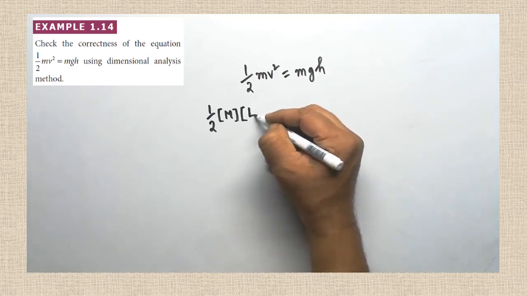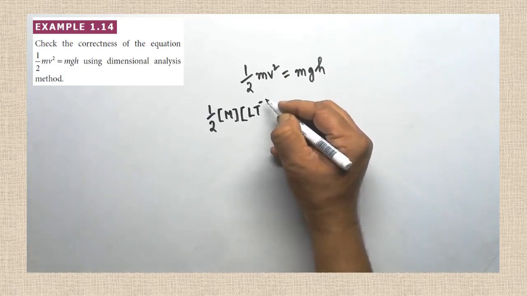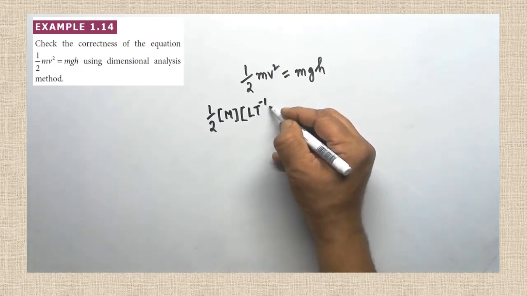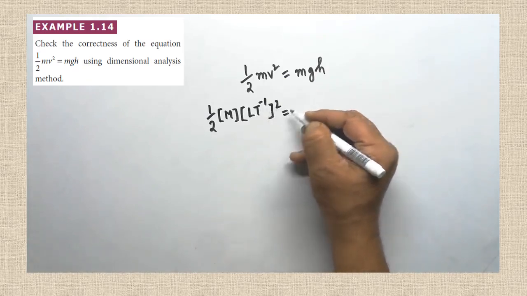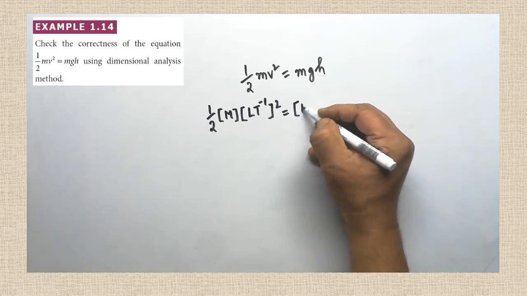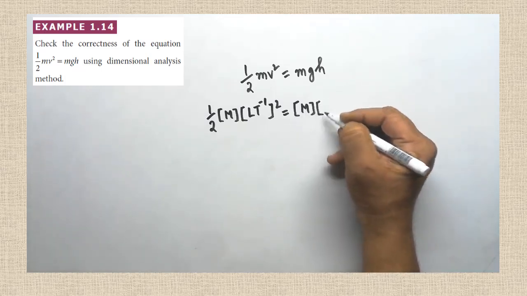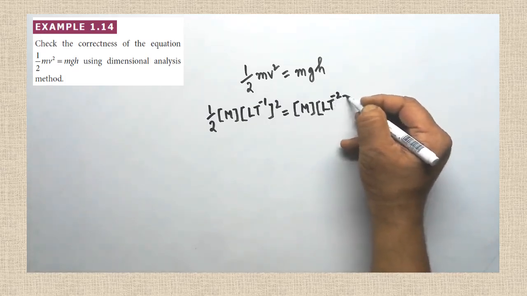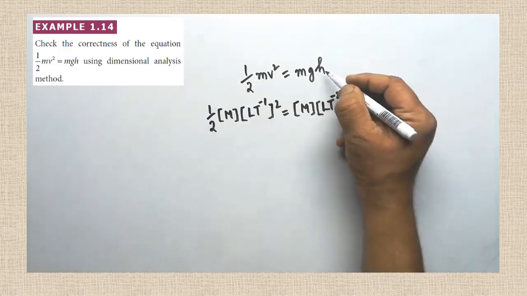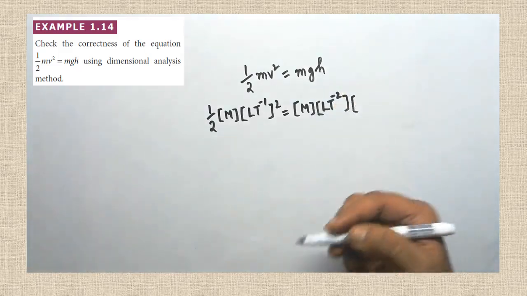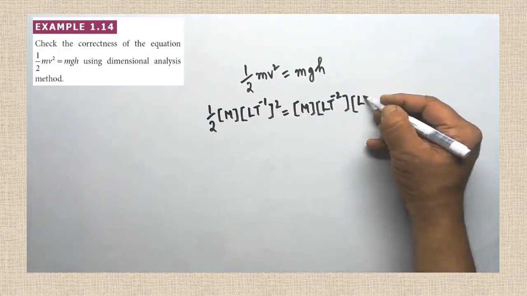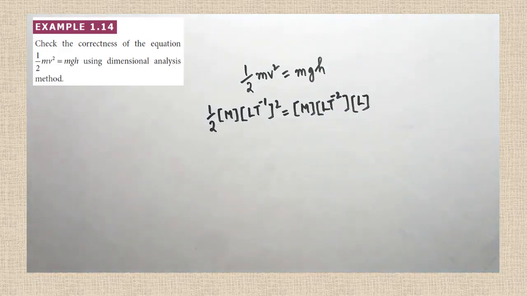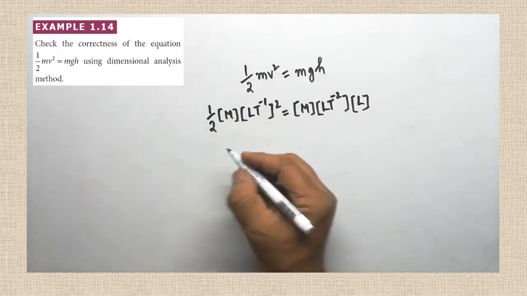The dimension of velocity is LT^-1, and that must be squared. The dimension of mass is M. The dimension of acceleration due to gravity is LT^-2. The dimension of height is a kind of length, so its dimension is also L. Are you clear? Now you have to try to simplify this.